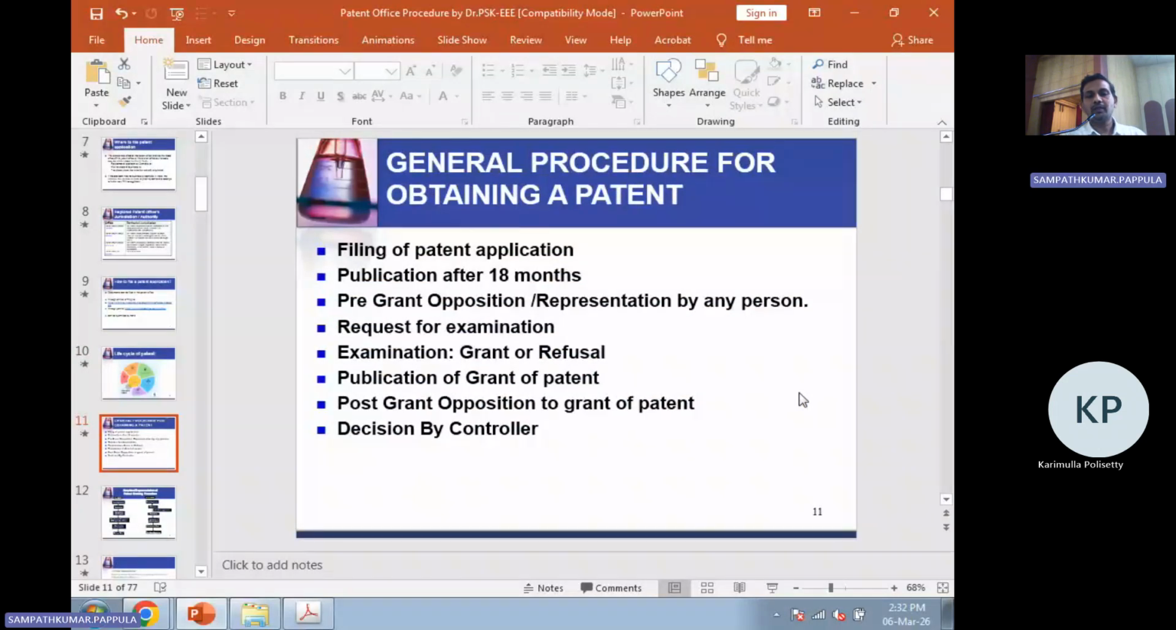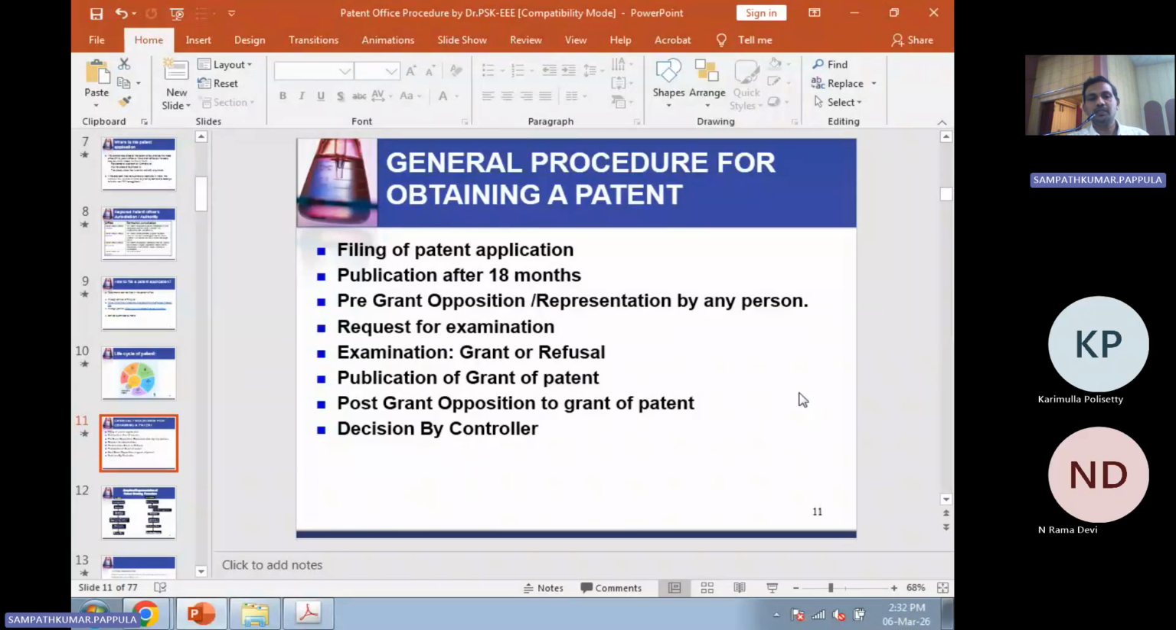So, the general procedure for obtaining a patent. What is the procedure? These are only some introduction parts here. After that, I will show you how to file the patent. Filing of the patent application is the first thing, and publication after 18 months. Right? So next, pre-grant oppositions and representation by any person, and request for the examinations.